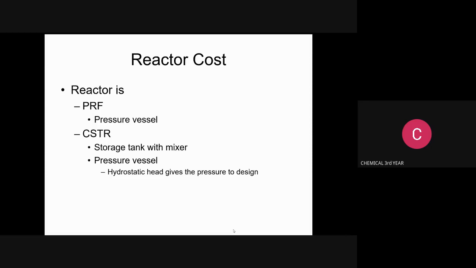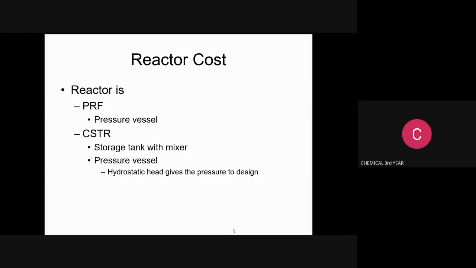For a PFR reactor, we have to look at the pressure vessel terms. In the pressure vessel terms, we have to make some changes for the cost cut process. Okay, next step. PFR is the first one, the second one is CSTR. For CSTR, how can the cost be reduced, the cost cut process?